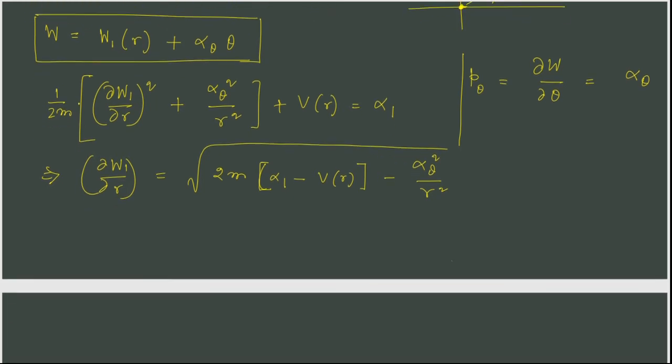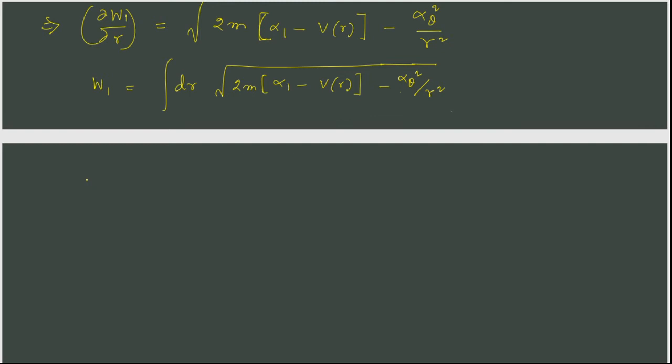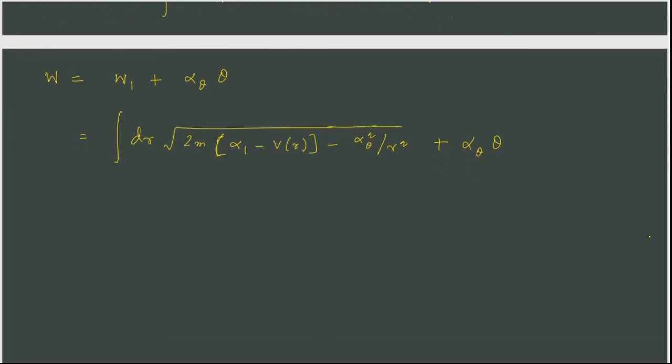And as such, W1 would be simply given by the square root of alpha 1 minus the potential, minus alpha theta squared by r squared. That's it. So we are not carrying out the integration yet, but we would like to write down Hamilton's characteristic function. That would be simply W1 plus alpha theta times theta, and that's it.